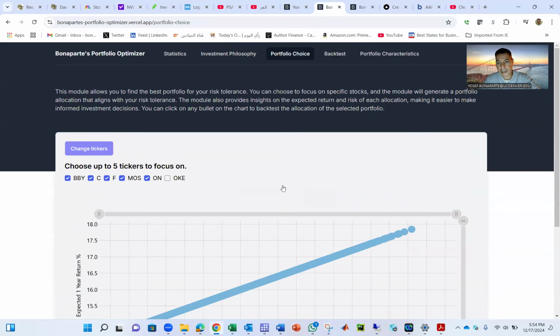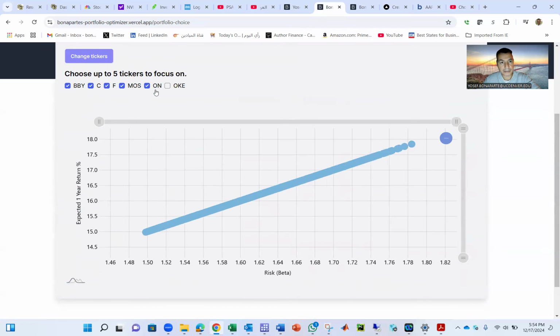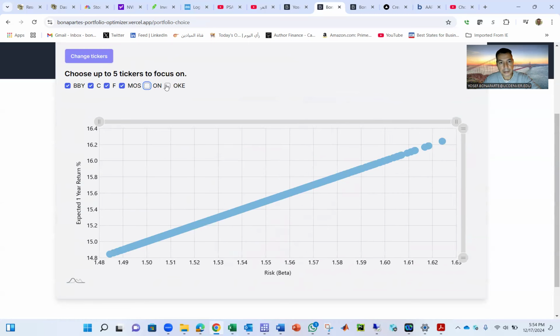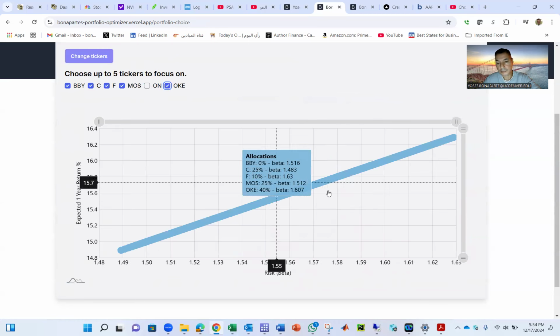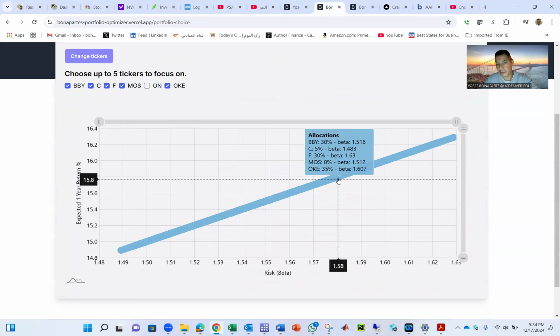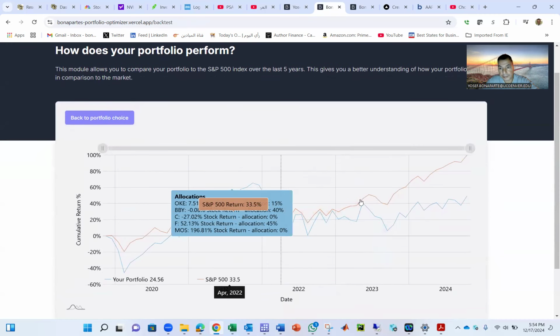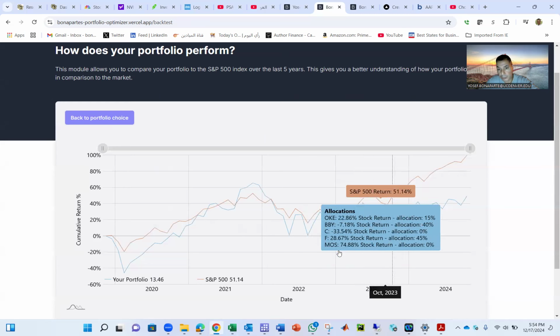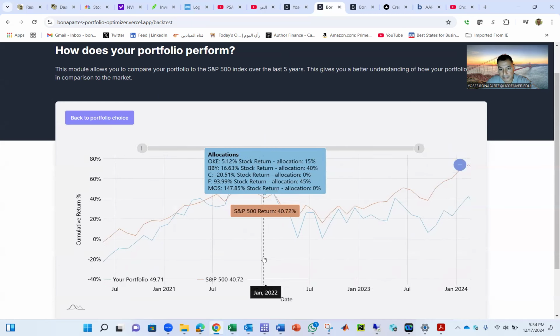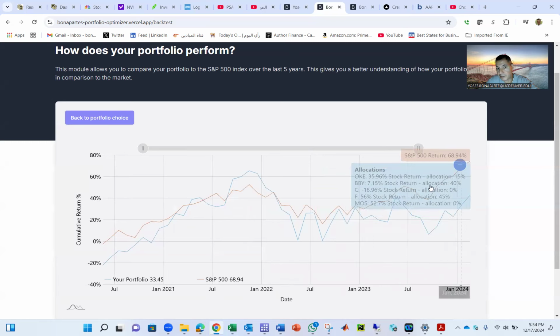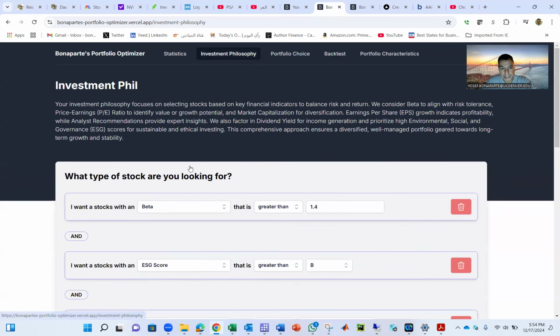You can say, wait a second, I don't want this, I want this. And take this, for example. And you say, this is the portfolio I want. I want to take 58%. Then look at your portfolio, the brown versus the blue. The blue is your portfolio. The brown is the S&P. And you can see the S&P is beating you. You don't like it? Well, go back again.